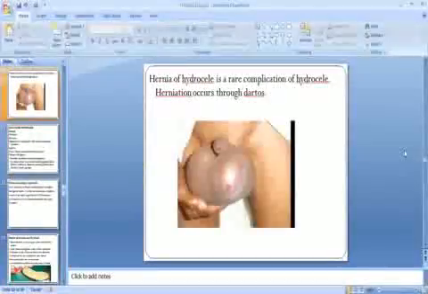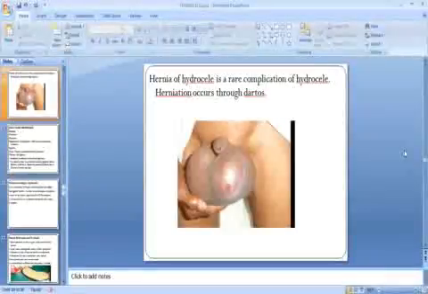The hernia of hydrocele is a rare complication of hydrocele. As you can see in this diagram, herniation occurs through the dartos muscle.